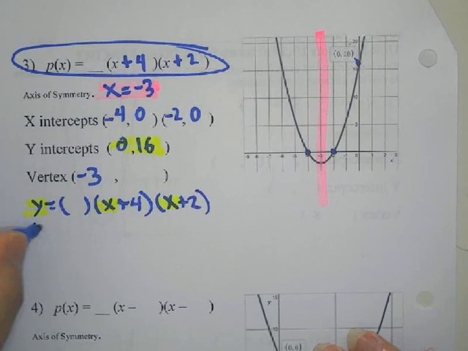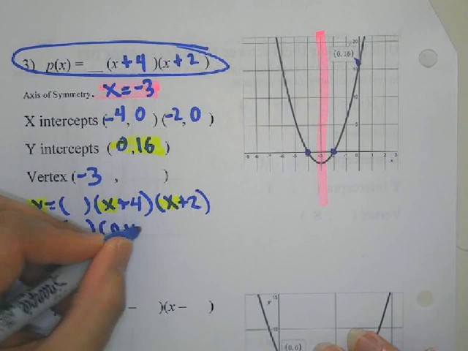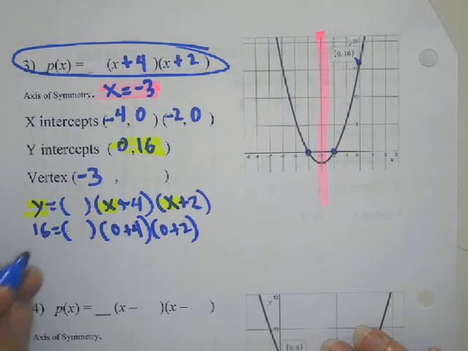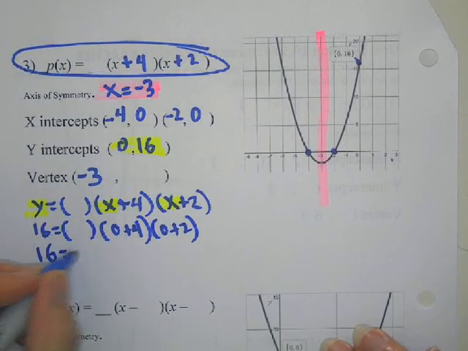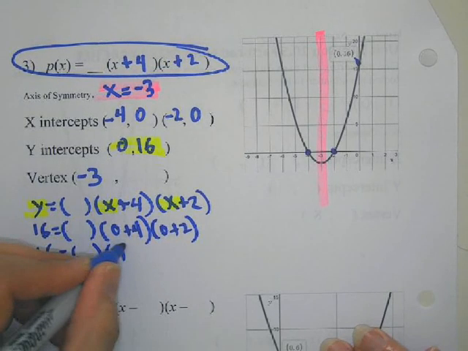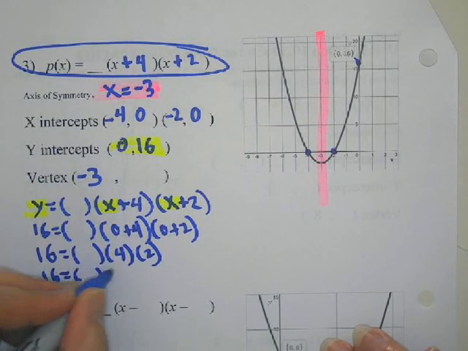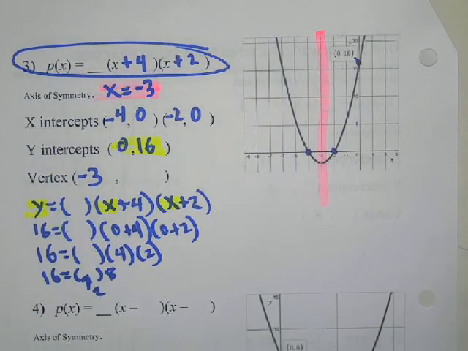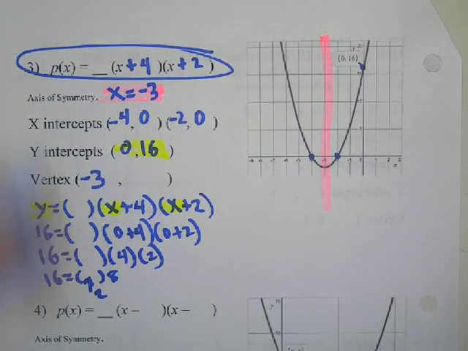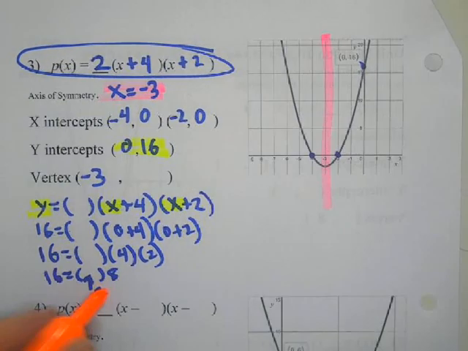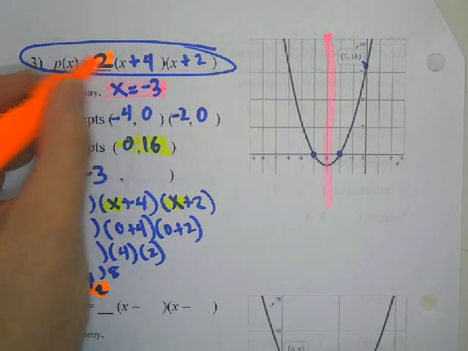I've got 16 equals something times 0 plus 4 times 0 plus 2. And so 16 equals something times 4 times 2. So 16 equals something times 8. So that's going to have to be 2. Okay, so I'm going to put a 2 here. Okay, let's stick with our color coding. That's going to be 2, right?